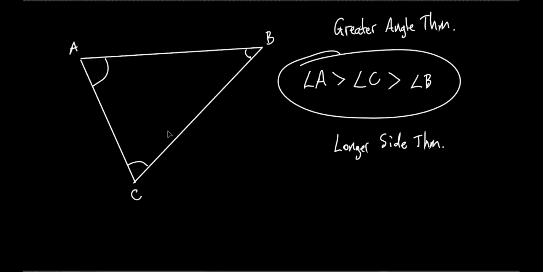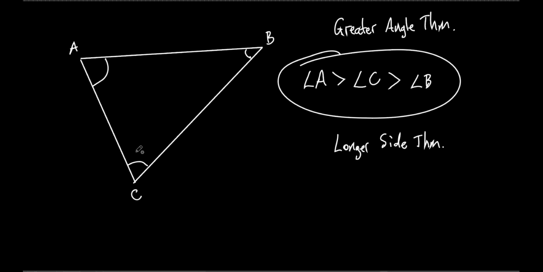Let's say they put some angles in here. I'm not going to take the time to figure them out, because I'd have to make sure they all add up to 180 and all that kind of stuff. But what if I said that this was the biggest angle, this was the medium angle, and this was the smallest angle? What could you say now about the opposite sides?